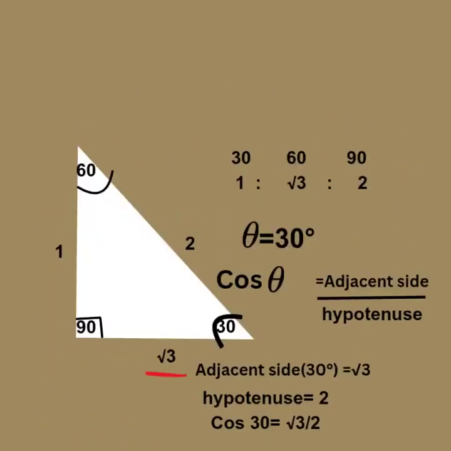Like this, how to find the value of cos 30? Here, cos theta is equal to adjacent side by hypotenuse. Theta is equal to 30 degrees, adjacent side is equal to √3, hypotenuse is equal to 2. So cos 30 is equal to √3 by 2. So the value is √3 by 2.